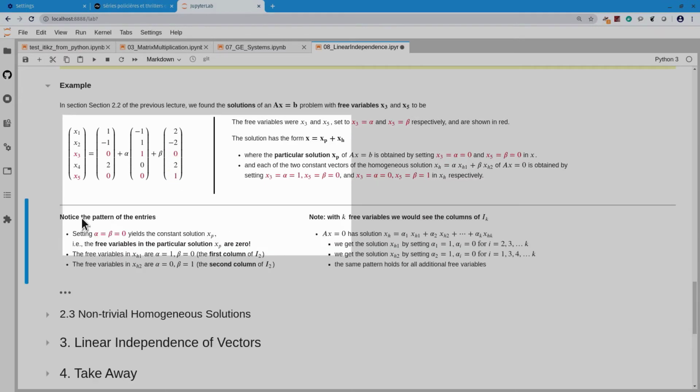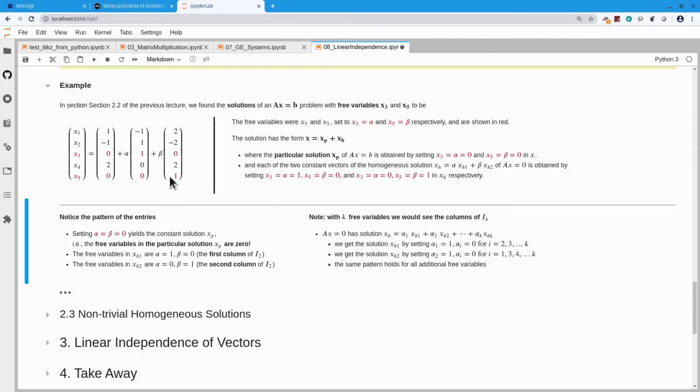And so what I see in my solution here is that I have a pattern of the entries. In the particular solution, the free variables are equal to 0. Then in the homogeneous solution, the first vector will have 1 for that first free variable and zeros for the others. And the next vector will have 1 for its free variable and 0 for the others. And for more vectors, that pattern will continue. What I see is I have columns of I sitting in my homogeneous solution vectors. And that is going to work no matter how many free variables I have.